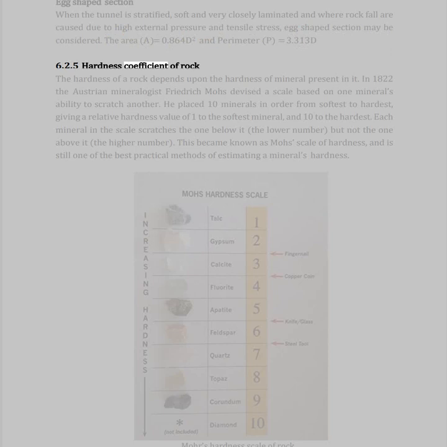6.2.5 Hardness coefficient of rock. The hardness of a rock depends upon the hardness of mineral present in it. In 1822, the Austrian mineralogist Friedrich Mohs devised a scale based on one mineral's ability to scratch another. He placed 10 minerals in order from softest to hardest, giving a relative hardness value of 1 to the softest mineral, and 10 to the hardest.